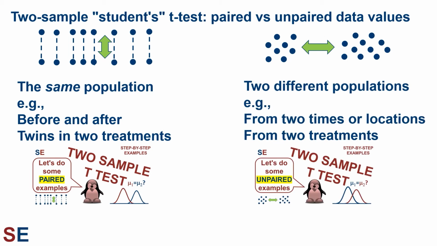In this video, we're going to look at unpaired t-tests, ones in which the values don't have to be paired. In these, the individual data values don't directly correspond to one another, they come from two distinct populations, like taking values from two different times or locations, or studying the effects of two different treatments in two distinct populations. Let's look at how the unpaired t-test works.